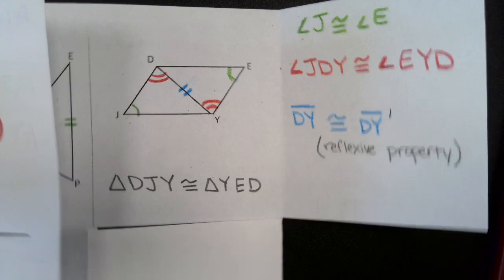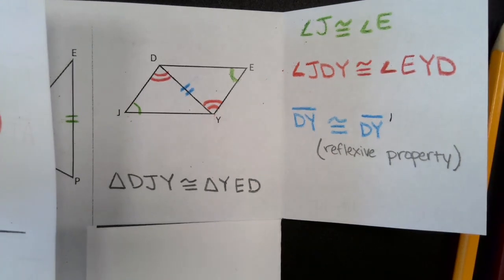Yeah, they could be, if we knew that they were parallel. Now we can say they're parallel because they're congruent. It's a converse.